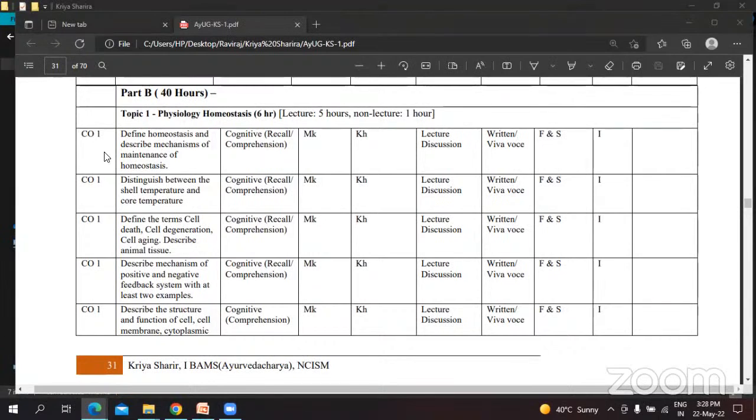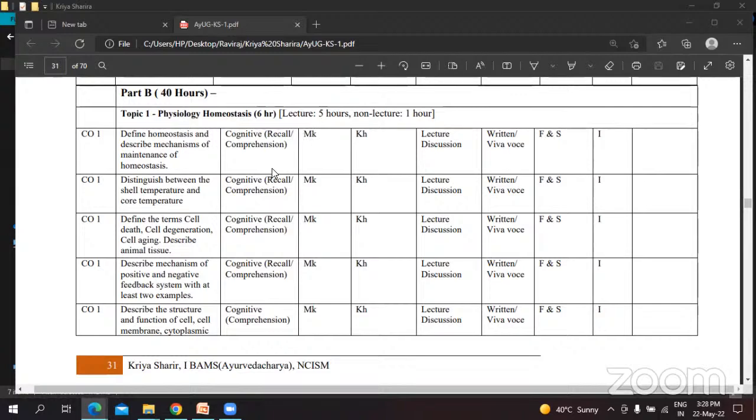CO1 means course outcome 1. So that is for us. But can you just read what is written here? CO1. Define homeostasis and describe mechanism of maintenance of homeostasis. Right. So in which domain of Bloom's taxonomy does this fall? Comprehension. Comprehension, right? Cognitive domain.